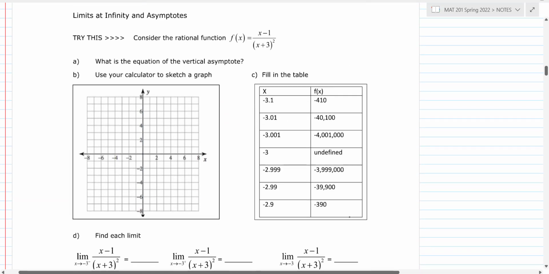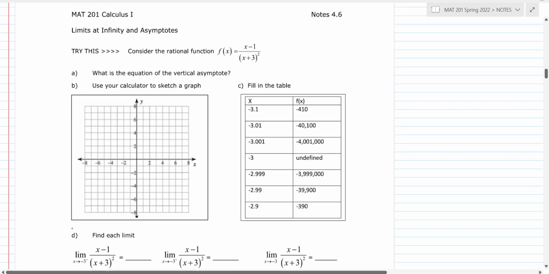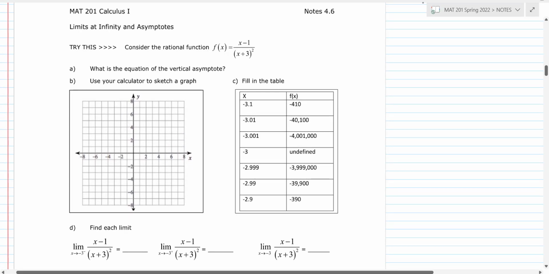Okay, so I'm going to have you go ahead and pause the video and use your calculator to graph this function. Look at the table that I gave you and look at the graph to fill out what these three limits are.